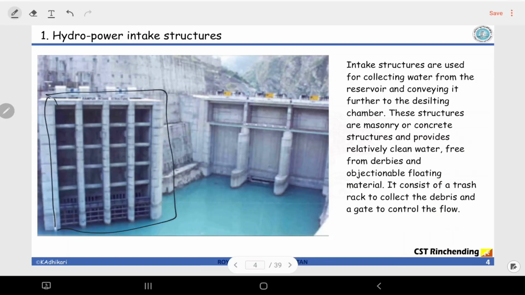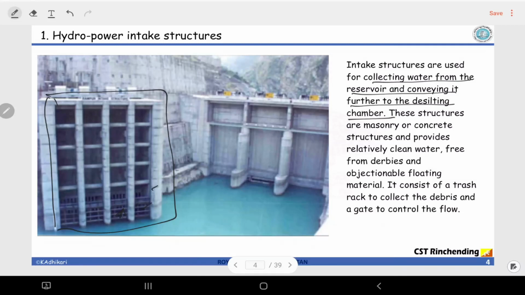Okay, so you can see that there is a trash rack, right? There's a trash rack that will stop the debris getting into the tunnel. Yes, so basically it is a facility that will take in the water, collecting and conveying water to the desilting chamber. So that is the main function of the inlet structure.